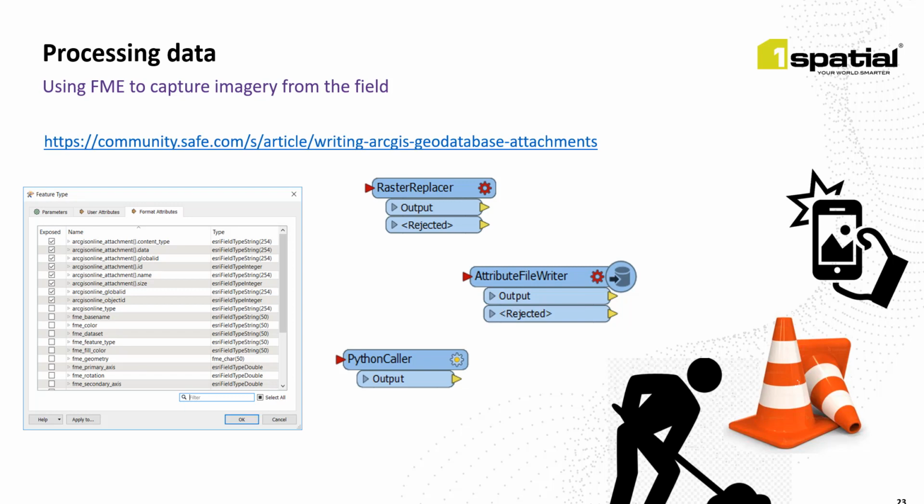You might also need to use some transformers like the raster replacer for images and the attribute file writer for text files. Or if you've got skills in Python, then you can call a Python script using the Python caller to do the work for you. So, you've got lots of options. And again, there's a really useful set of articles on interacting with the Esri products available on the SAFE website for reference.